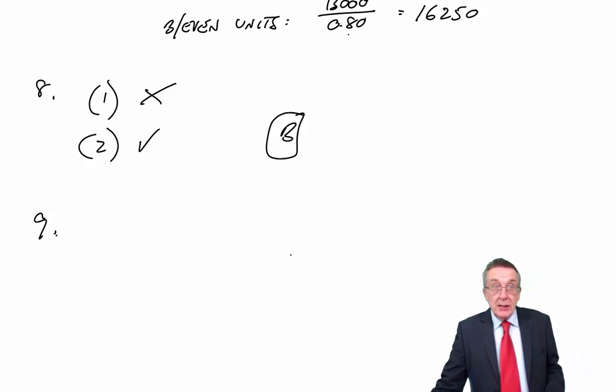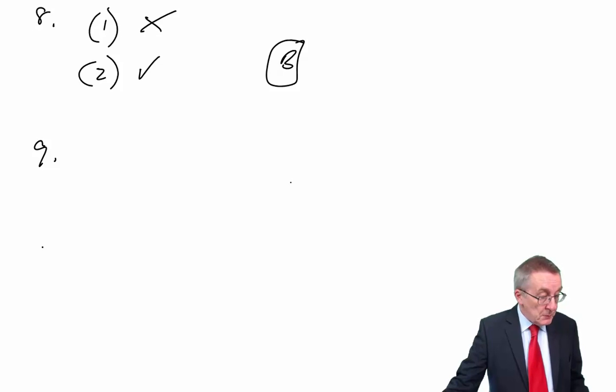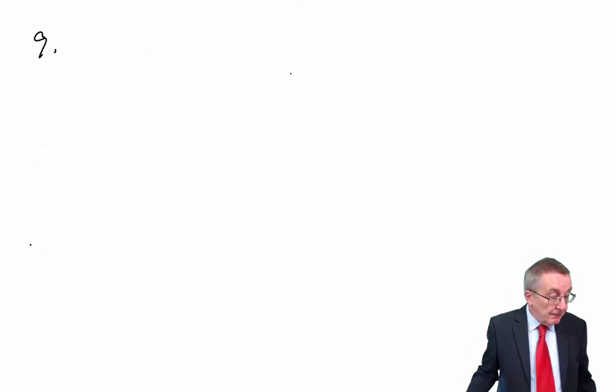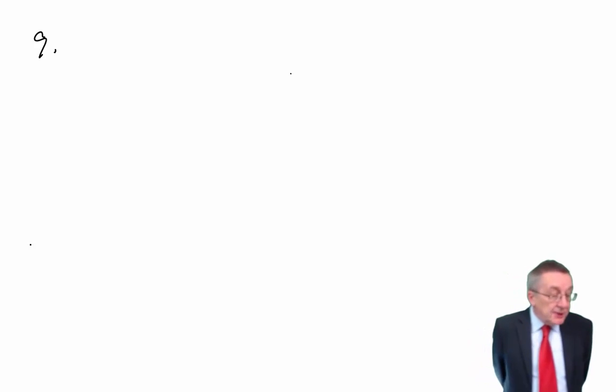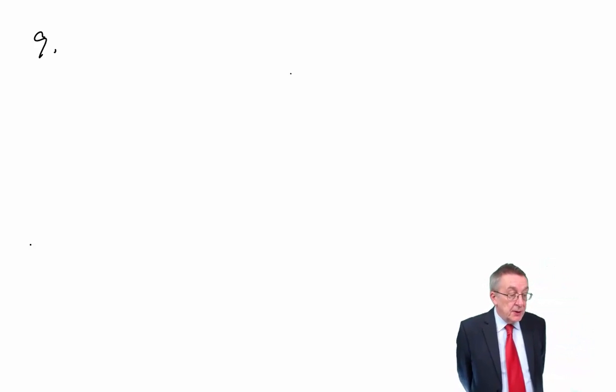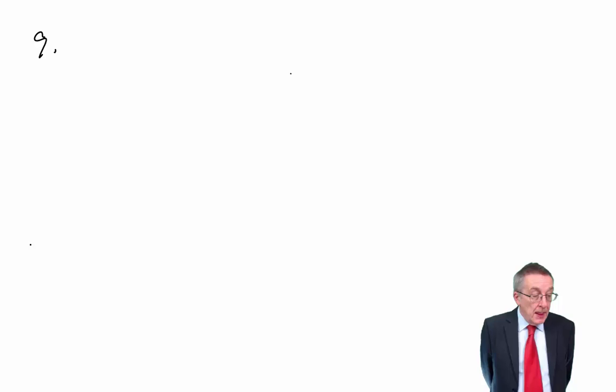On with question 9. Back to numbers. A company, start again. Always look at the requirement first, otherwise we don't know where we're going. What is the throughput accounting ratio to 2 decimal places? It is throughput accounting, clearly.